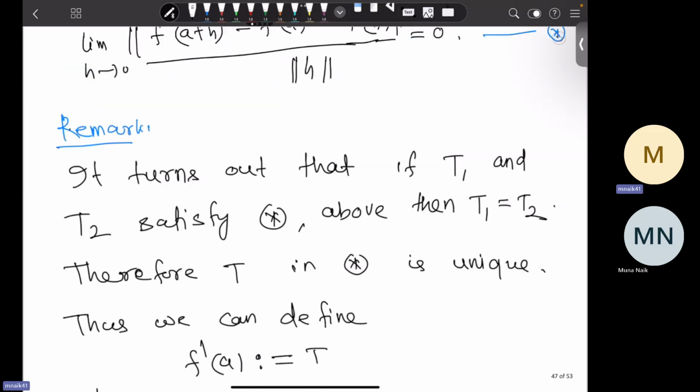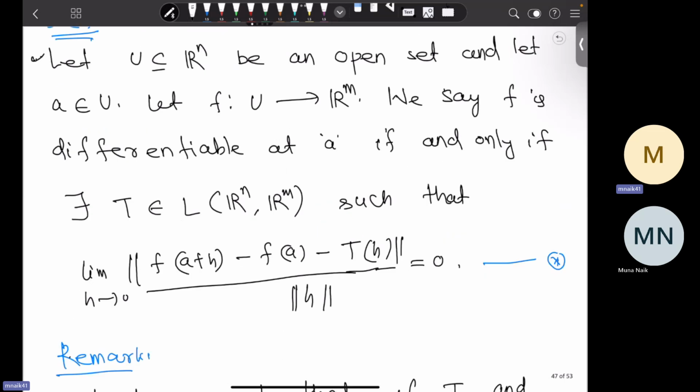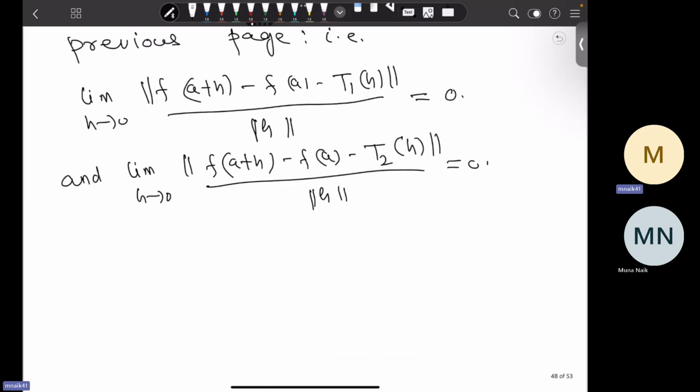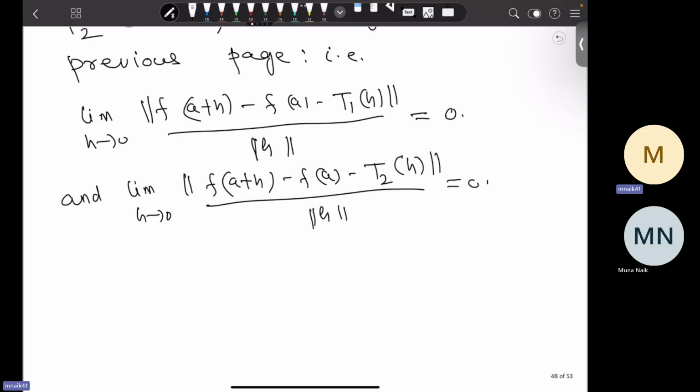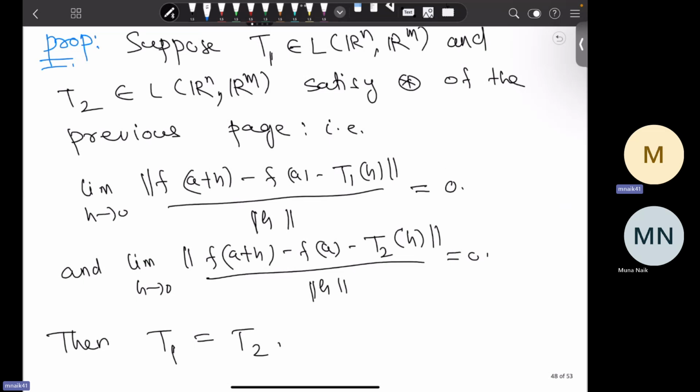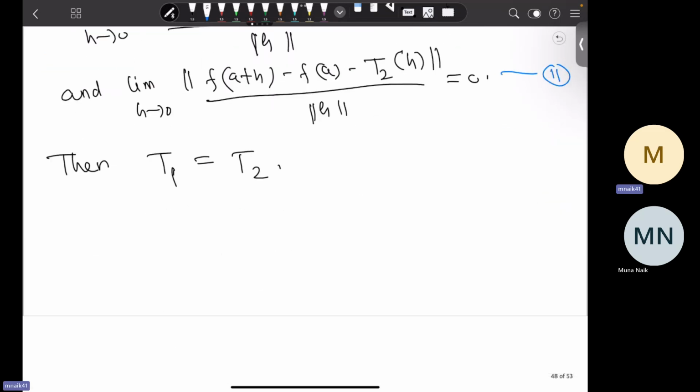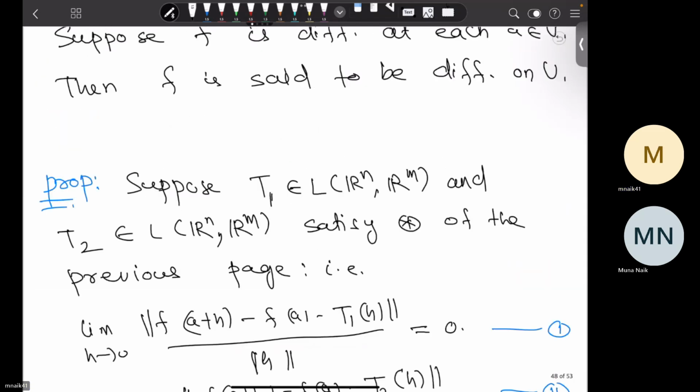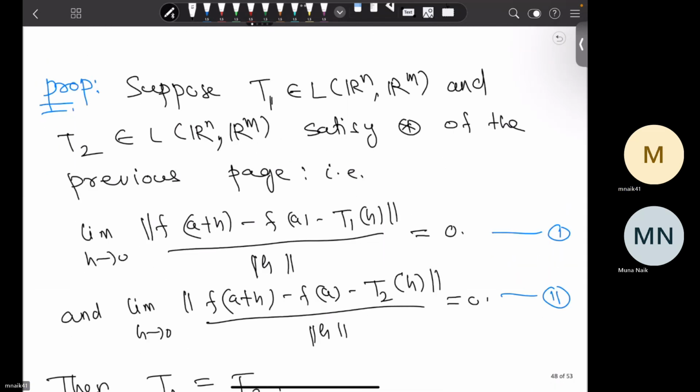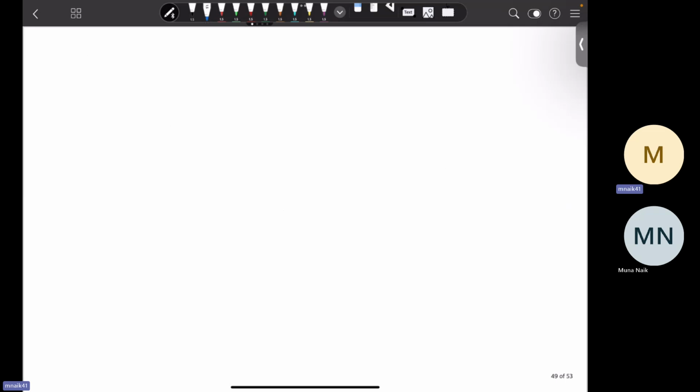So suppose T1 and T2 satisfy this condition star, then T1 is equal to T2. Let us call these conditions 1 and 2. The proof is very simple. This is my proposition. Okay, proof.